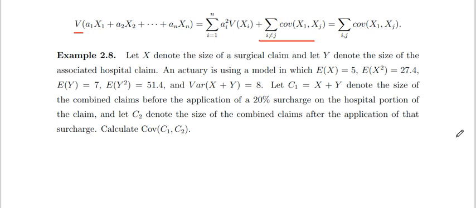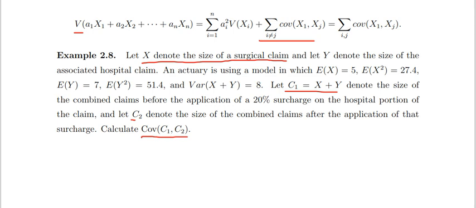So now we have such a problem. Let's say we want to find the covariance for C1 and C2, where C1 is just the combination x plus y. What is C2? Let's say x is the surgical claim, like a cost, right? And y is the cost of hospital stay. So we have two variables, x and y.